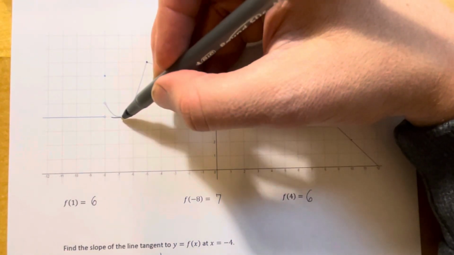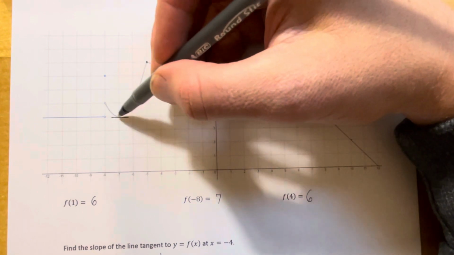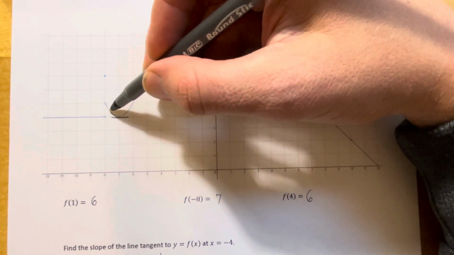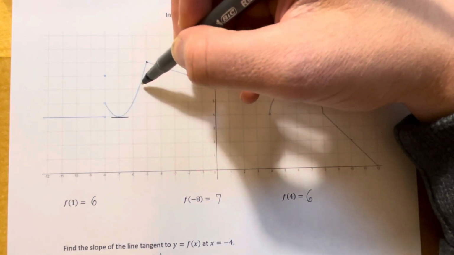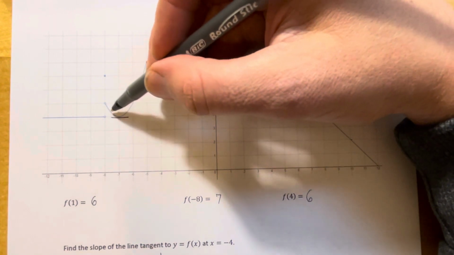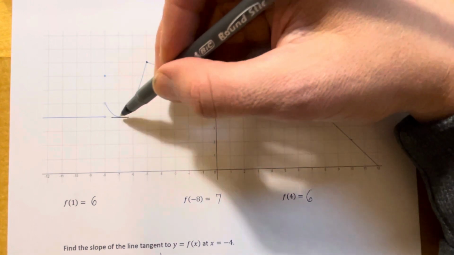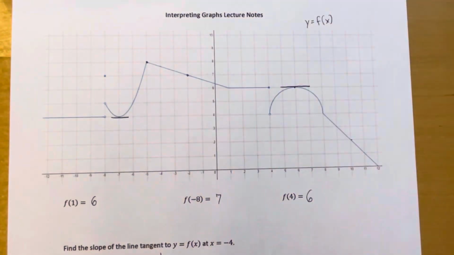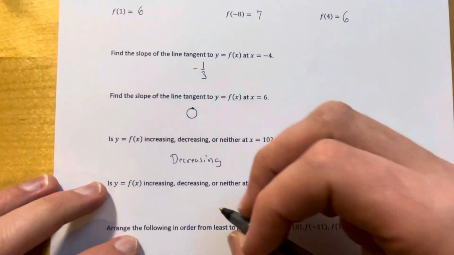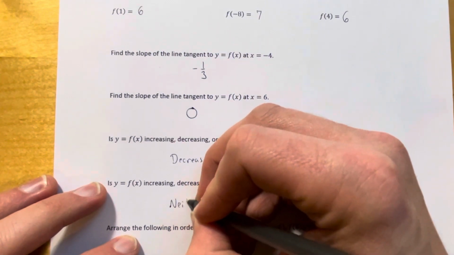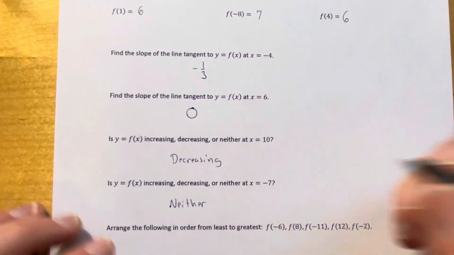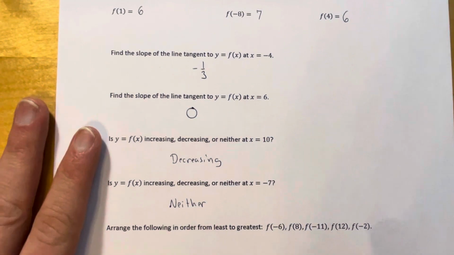When we get to x equals -7, as we go from left to right along this parabola, we're going from decreasing to increasing. So there has to be a point where we are neither increasing nor decreasing because we are changing direction, and that happens at that horizontal tangent. So this one, the answer is neither. It's not increasing, it's not decreasing, it's doing neither.